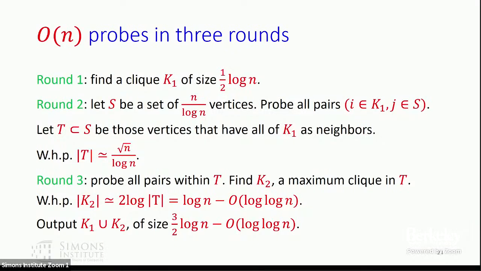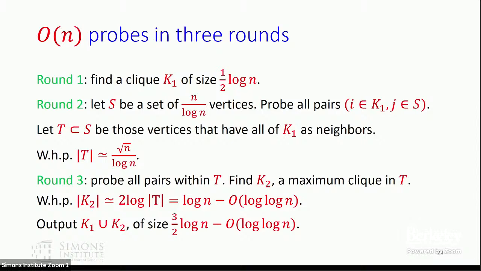Now in the second round, you try to find a neighborhood: which vertices are connected to all vertices of your clique. Since you have only order n probes in the second round, and the clique is already of size half log n, you take a set S of n over log n vertices and query all the edges between this set S and your clique K1, and find within S the set T of those vertices that are neighbors of all of K1. The size of T is going to be something like square root n over log n with high probability. And then you ask about all pairs inside T and find the maximum clique in T.